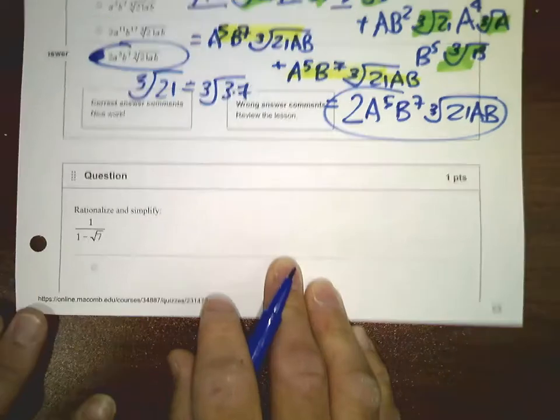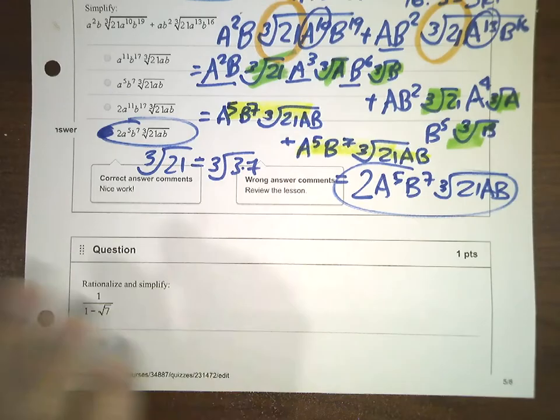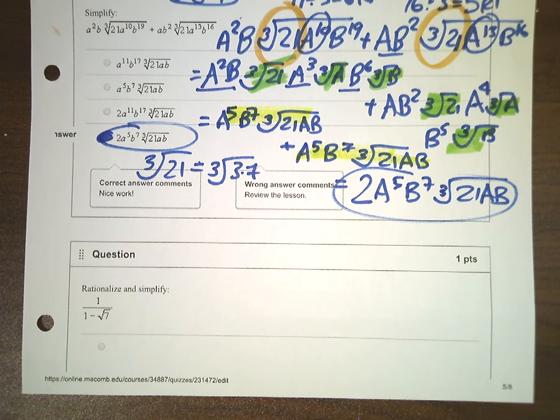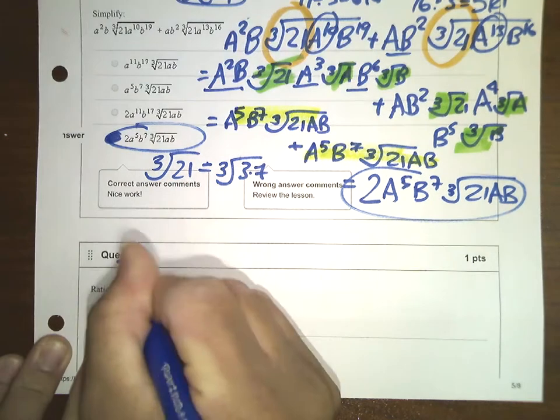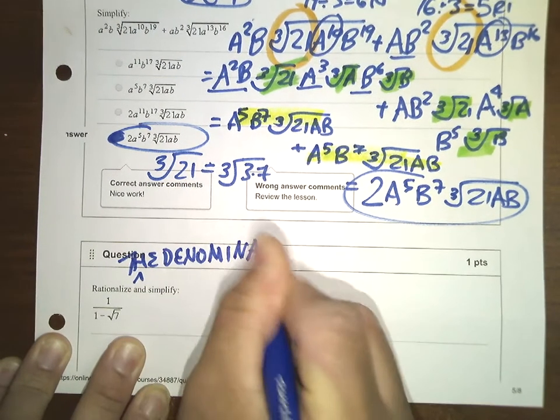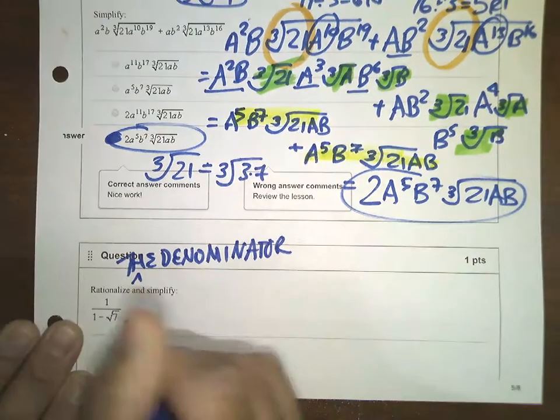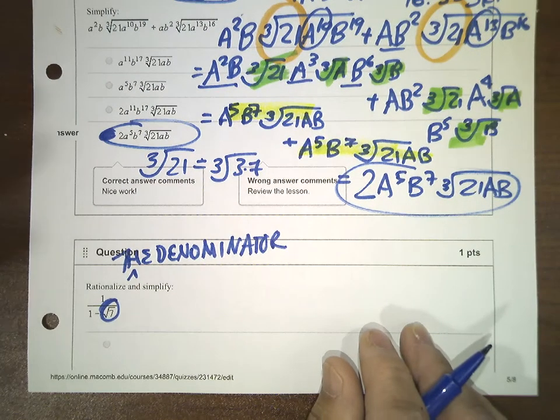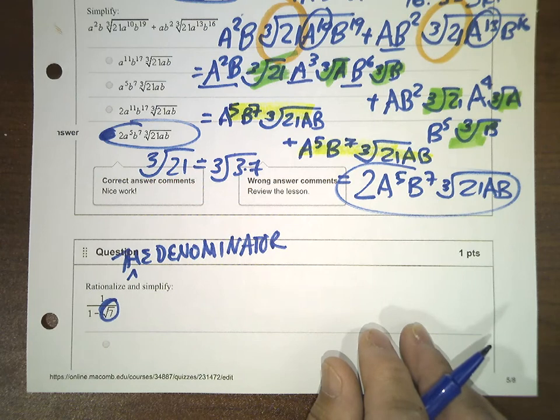All right, I hope that you're really excited about this next one. It says rationalize and simplify. If you realize here, what they're actually talking about specifically is to rationalize the denominator. If you remember what rationalizing means, it means that we want to get the square roots or any of the irrational numbers out of the denominator.